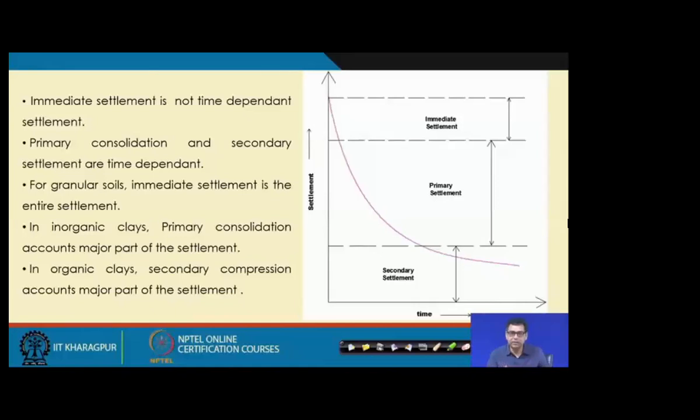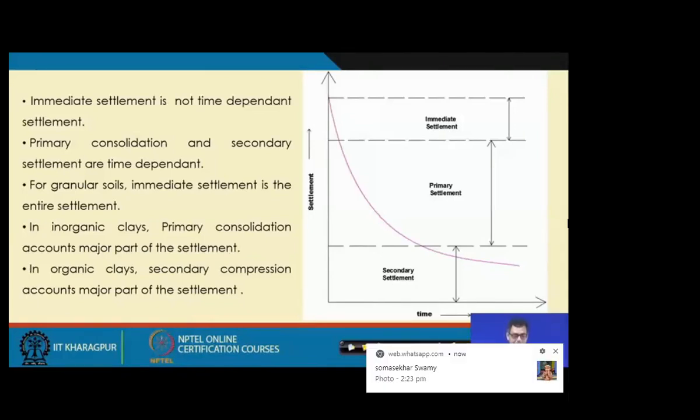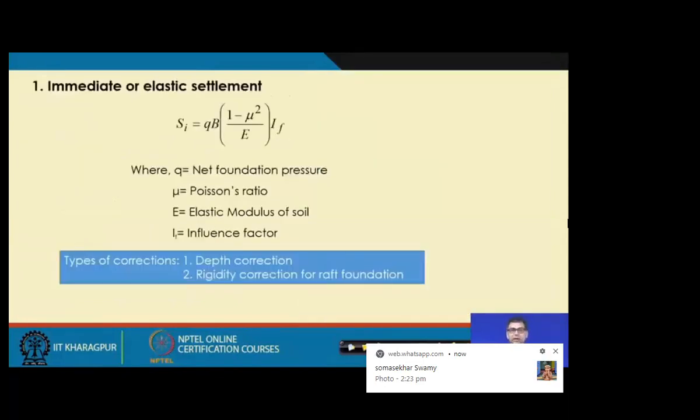Now, when you design or do settlement calculations, you have to take care of all these things. If it is sandy soil, you have to take the immediate settlement. If it is an inorganic clay, then you have to take the primary consolidation settlement. Now, how will I calculate the immediate settlement? It is the immediate or elastic settlement, because when we apply the load it is elastically immediate. So, we can calculate the elastic settlement using this equation.